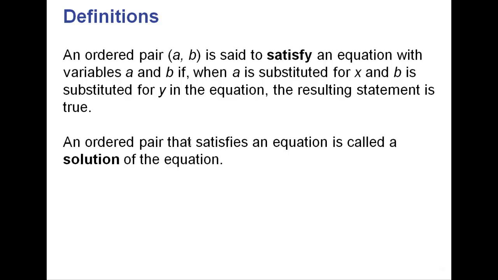Seems kind of obvious. What does that mean? Y equals 3x plus 5. Hopefully you know that if we graph that, that's going to be a straight line. And a straight line has infinitely many points on it. So there are going to be a lot of ordered pairs A, B that would satisfy this equation.